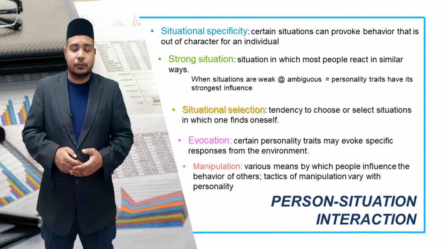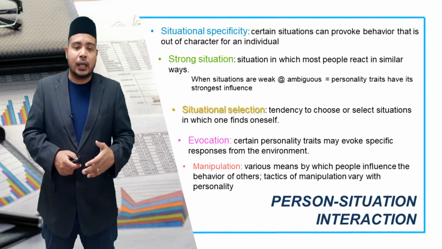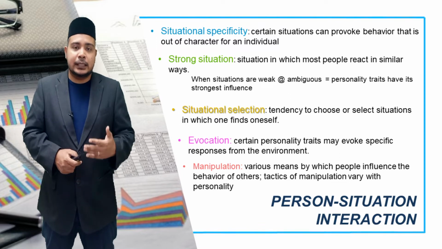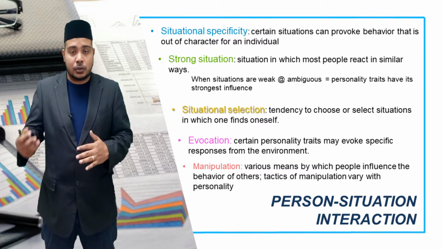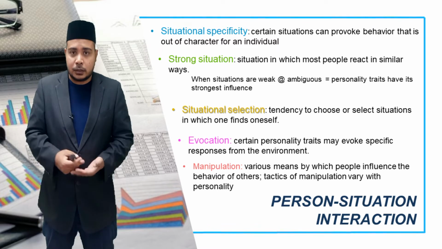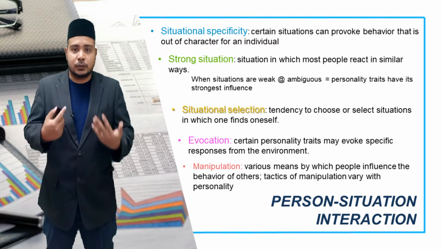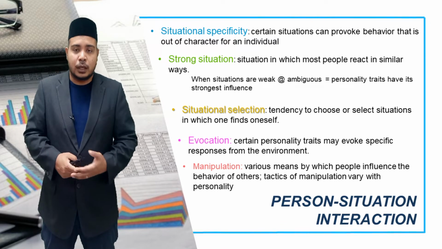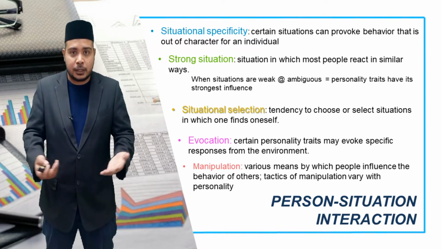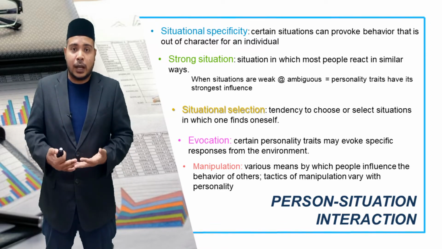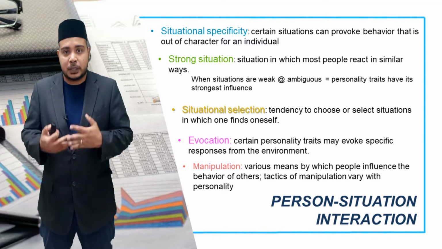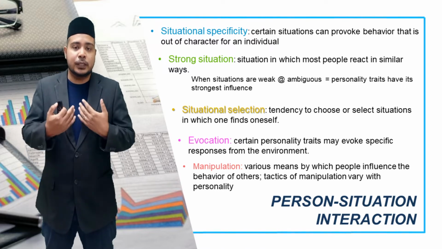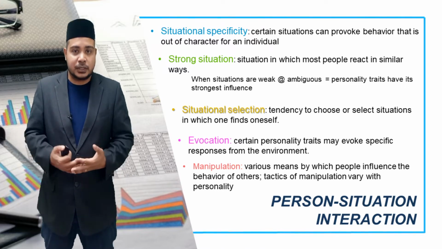So, situational specificity: a certain situation can provoke behavior that is out of character for a person. Given a certain situation, this is highly related to strong situation. Say for example, you are talkative, very friendly, you like to talk, you like to sing, you like to make jokes. But when you come to an exam, you do not behave that way. Why? Because that situation requires a specific response, a specific behavior. So you do not behave in accordance with your personality traits.